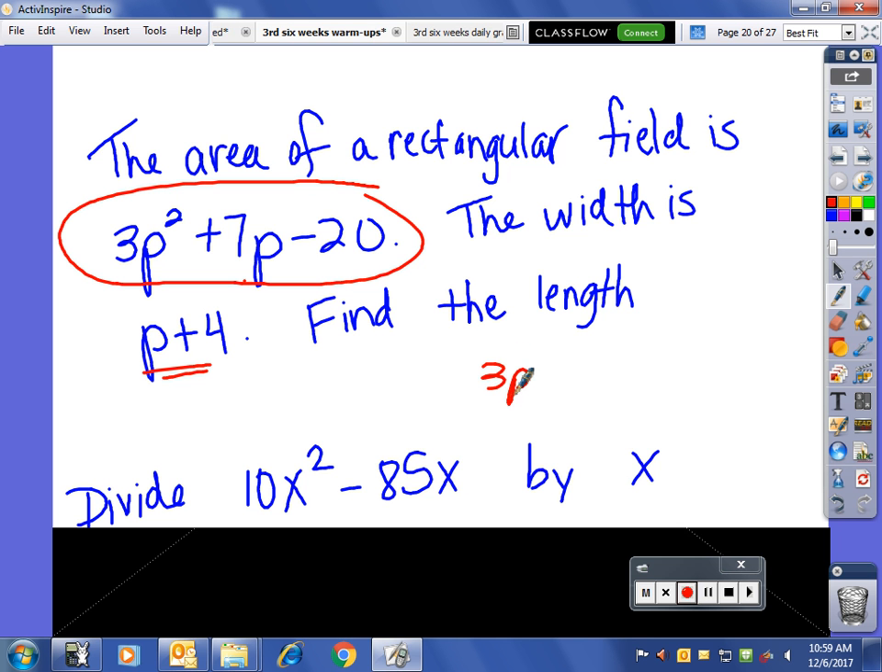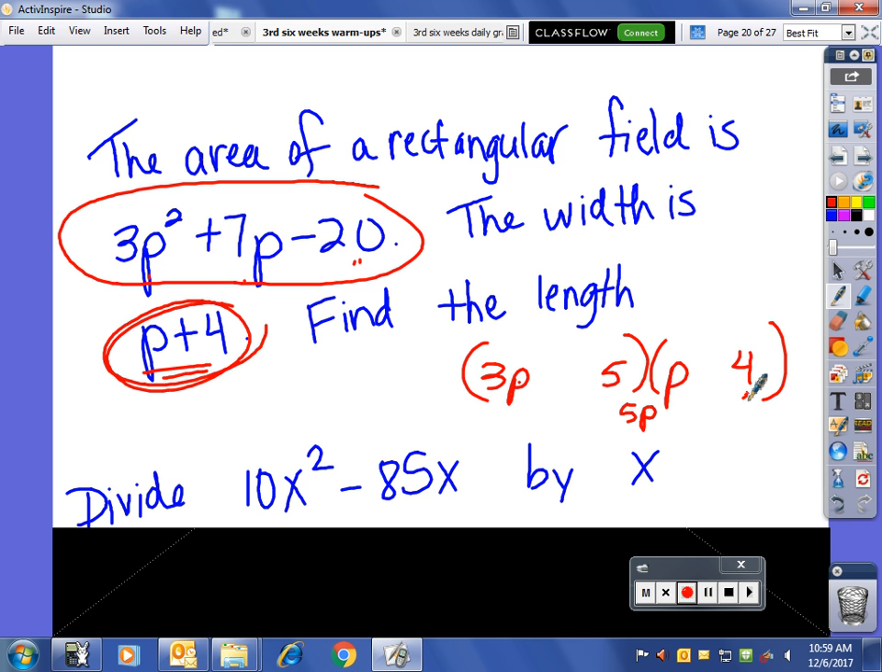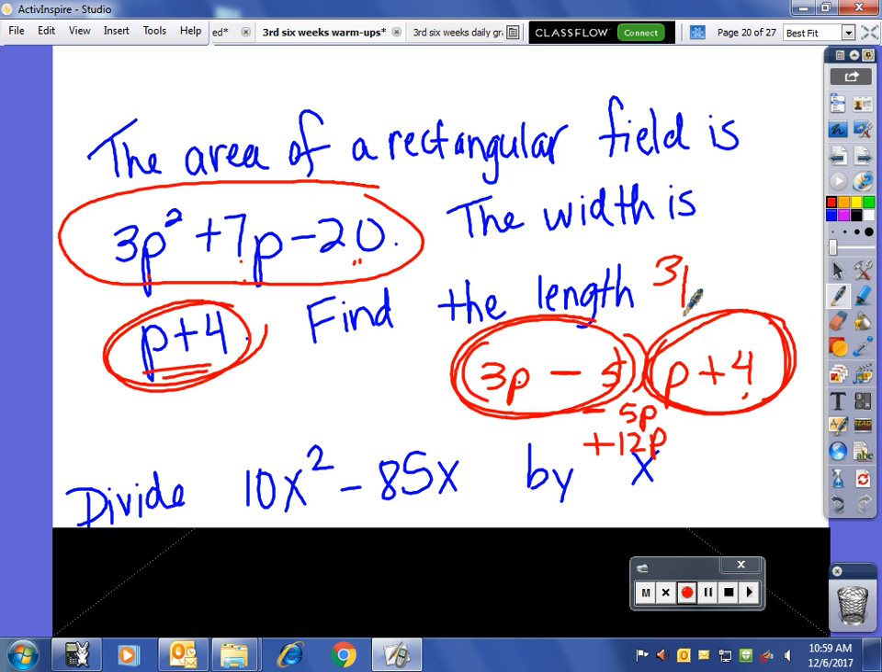This factors into 3p and p. That's how you get 3p squared. 20 could be 1 and 20, 2 and 10, 5 and 4. I'm guessing it's going to be 5 and 4 because I'm looking at this dimension. So if I put a 5 here and a 4 here, I'm getting a 5p and a 12p. And yes, that can make positive 7 if this is negative and this is positive. So if this is the width, then what is this? The length. So the length was 3p minus 5.